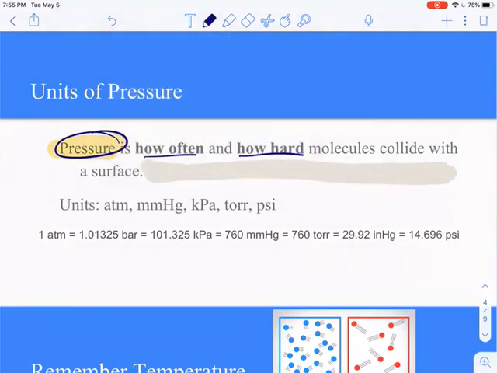Some popular common units are atm, mmHg, kPa, torr, or psi. If you've ever had to put air in a tire, whether that be your bike tire or car tire, it was likely in psi or atm.